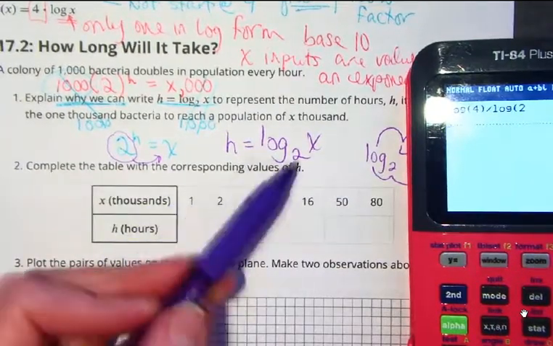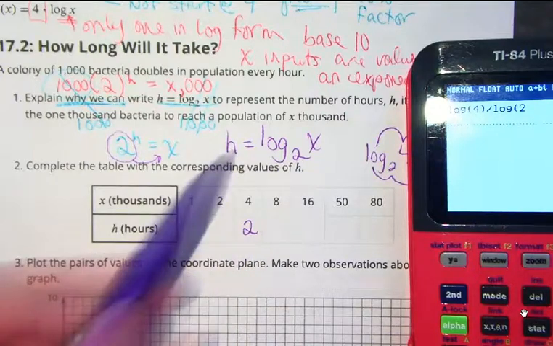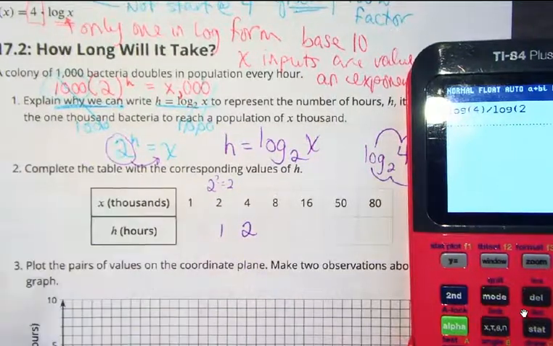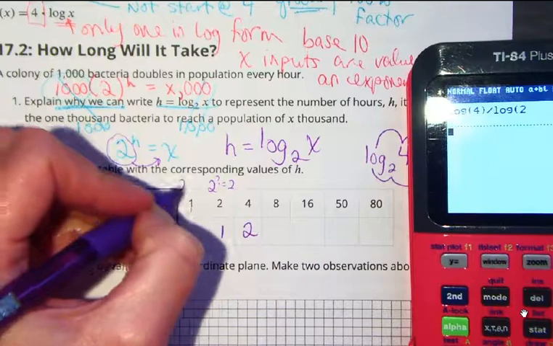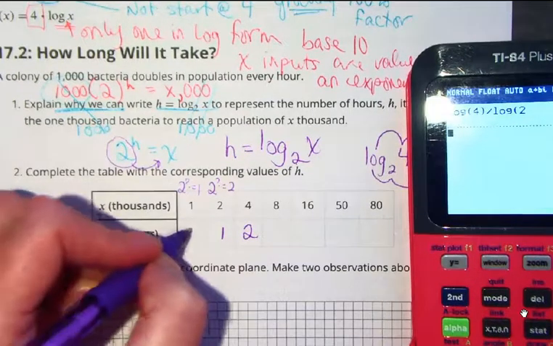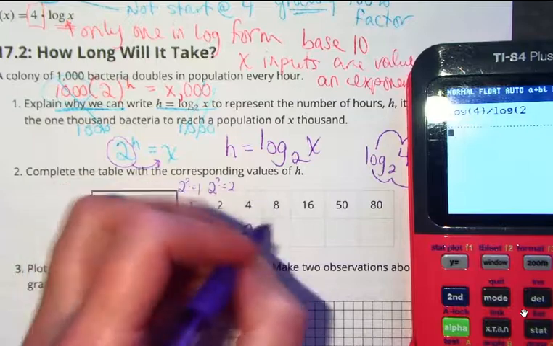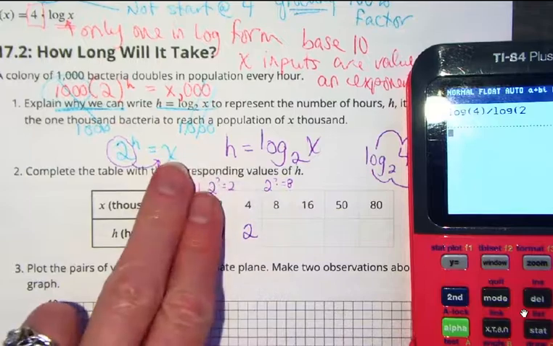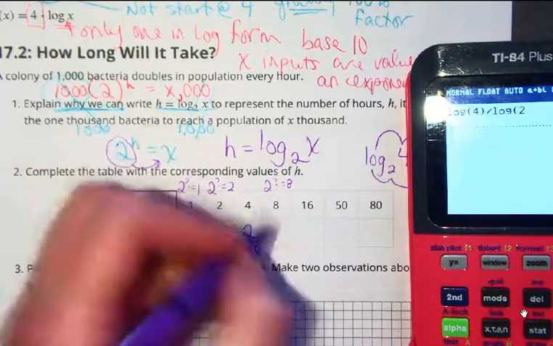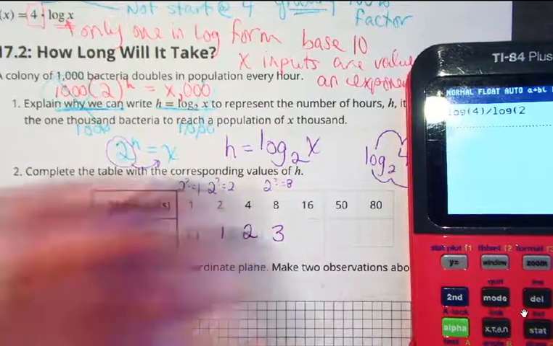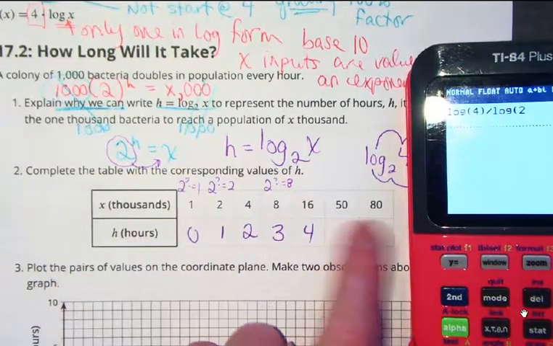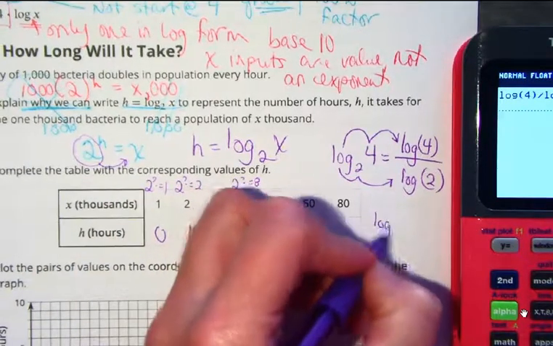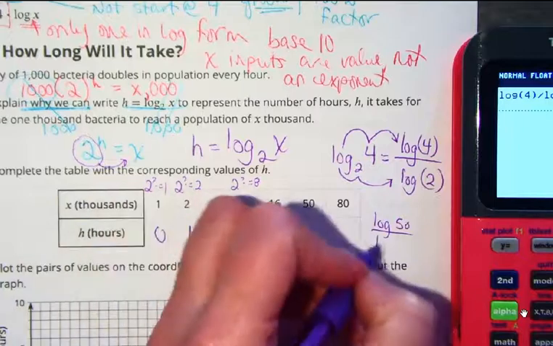So keep that in mind also, that some of these might be faster just in our head. 2 to what power equals 2 is going to be the first power. 2 to what power equals 1? That's of course going to be the 0 power. 2 to what power equals 8? Well, 2 times 2 is 4 times another 2 is 8, so I needed 3 of those to get there. So the fourth would be 16. It's when I start getting up to 50 that I'm going to turn to my calculator again. So I would be doing log of 50 divided by log base 2.